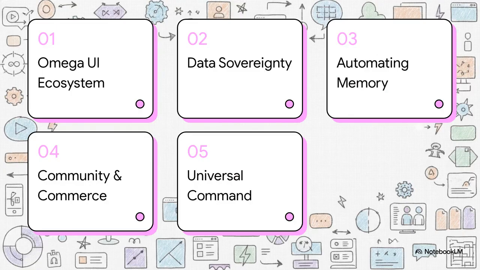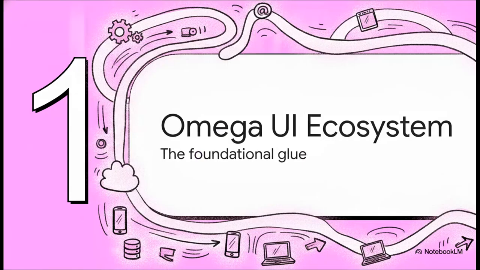Here is our agenda for today's Explainer. First, we'll explore the Omega UI ecosystem, then dive into absolute data sovereignty, look at automating digital memory, break down community and commerce, and finally wrap up with the Universal Command Protocol. Let's start with Section 1, the Omega UI ecosystem, the foundational glue.